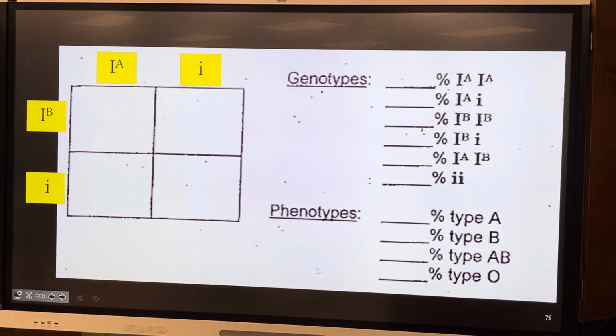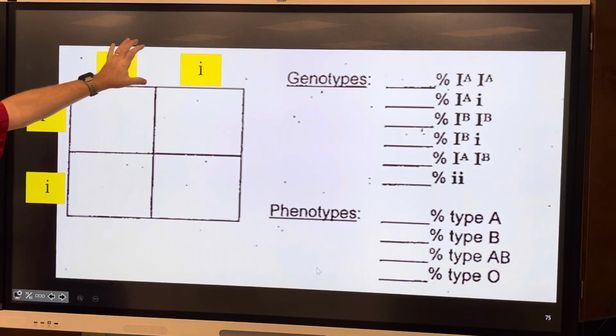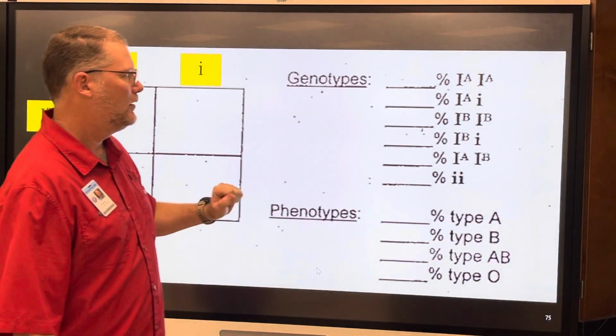Let's imagine that our parents are type A, heterozygous, they have a recessive allele, and type B, see that's supposed to be a capital B, not a lowercase b. There's no lowercase b's. Heterozygous, they have the one recessive allele, so they are going to be type B blood. This parent is going to be type A blood.